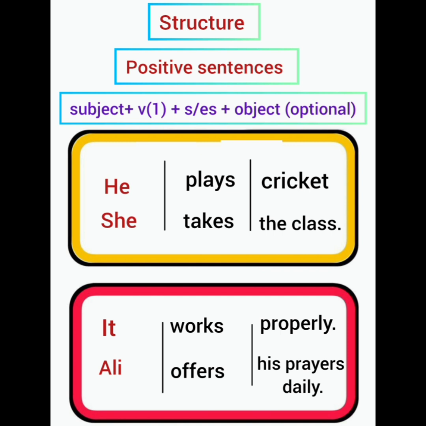He plays cricket. Now he is a singular subject, plays is a verb and addition of s is there, and cricket is object. Now the Urdu sentence may be like this. She takes the class. It works properly. Ali offers his prayers daily.